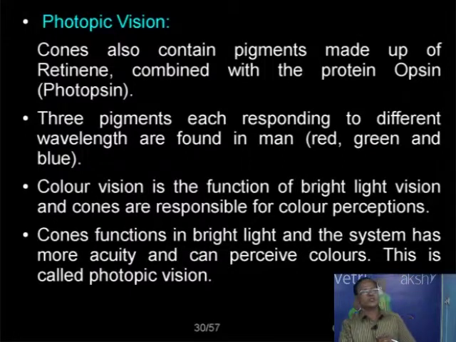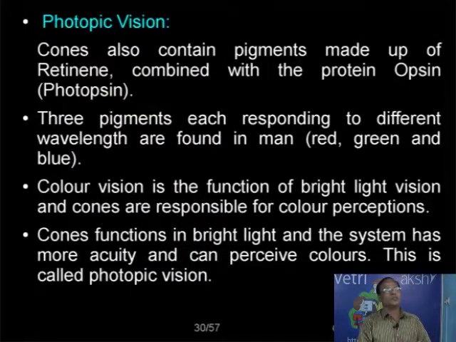Now, photopic vision. Seeing an object in bright light is called photopic vision, and that is a function of the cones. As in the case of rods, cones are also formed of pigments. The pigment is made up of opsin, here called photopsin, along with retinine.